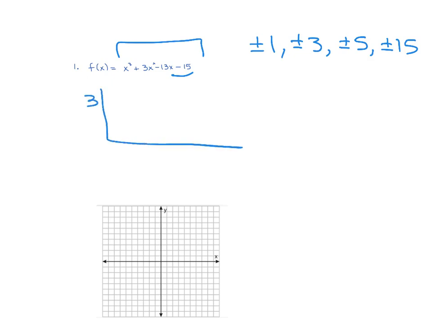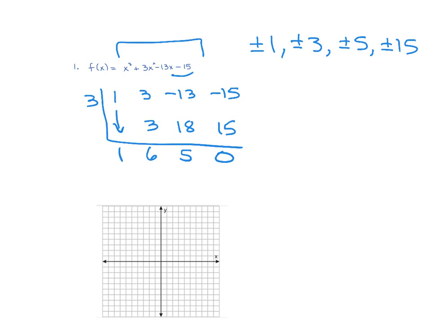I'm going to take my coefficients, the 1, the 3, the negative 13, and the negative 15. Remember, I need to get this to a quadratic equation that I can either factor, solve by completing the square, or quadratic formula. So I'm going to drop down the 1. I'm going to multiply, add, multiply, add, multiply. I got a remainder of 0.